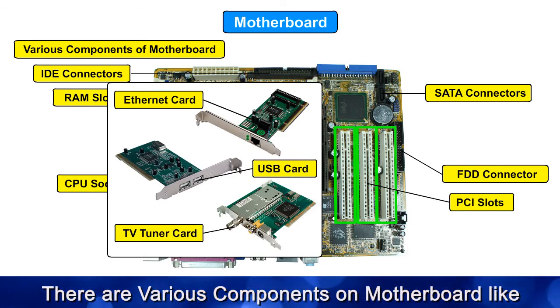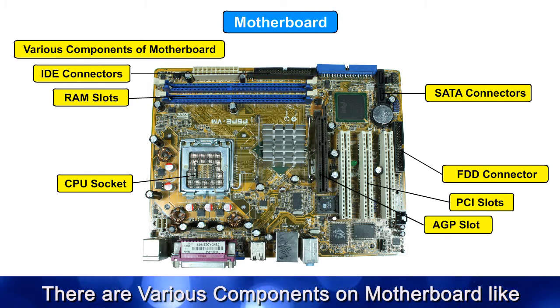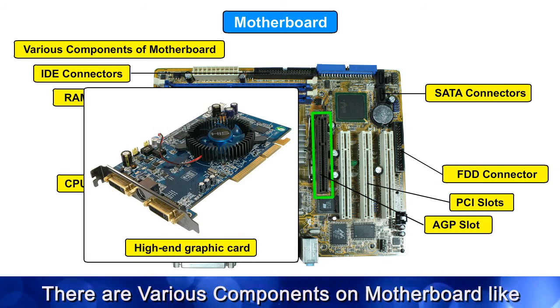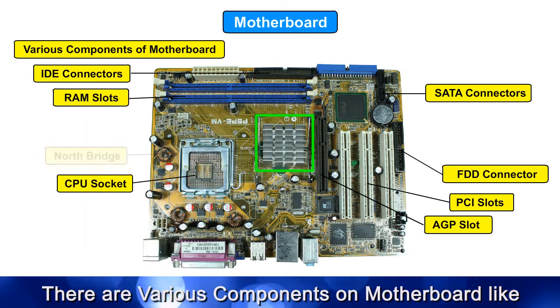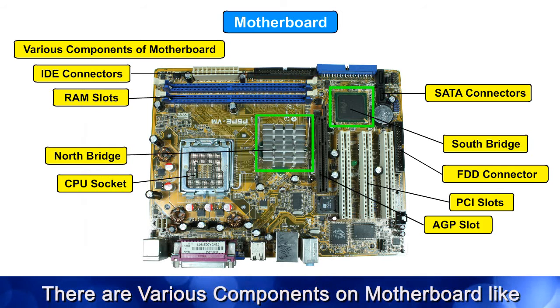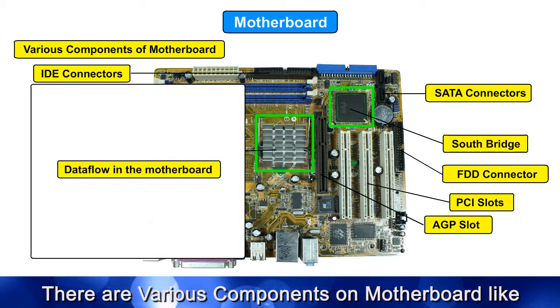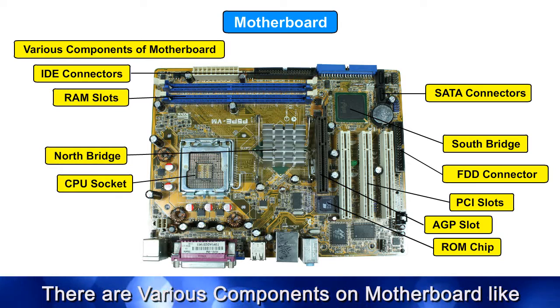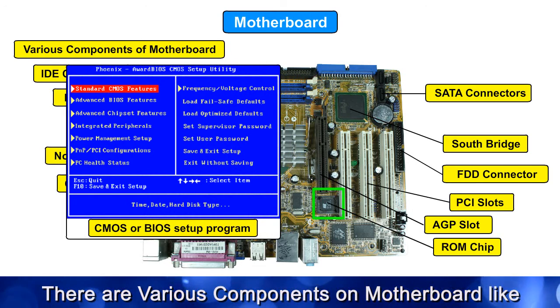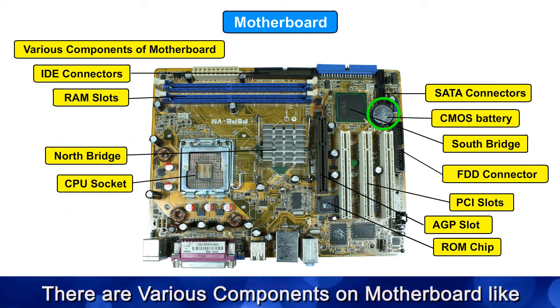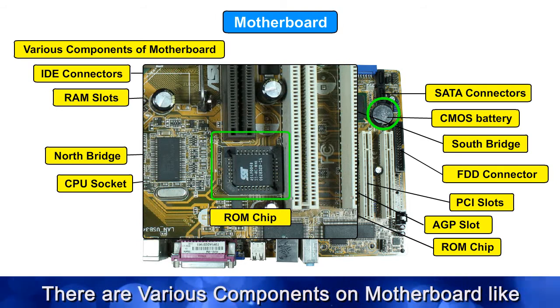PCI slots to connect expansion card like Ethernet card, USB card or TV tuner card, etc. AGP slot for high-end graphic card. North bridge and south bridge ICs for connection of data flow in the motherboard. ROM chip, it stores CMOS or BIOS setup program. CMOS battery to provide power to ROM chip.